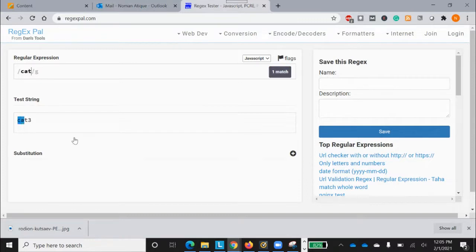Hopefully you'll understand that. You remember we said that I can make a cat dot. That dot means any character. I can write a 3, 4, 5, whatever I want, and it will recognize it. Why? Because this is a dot. Dot means anything.